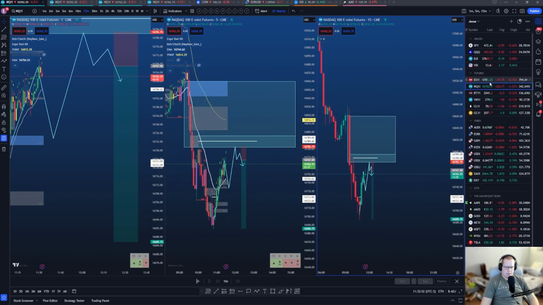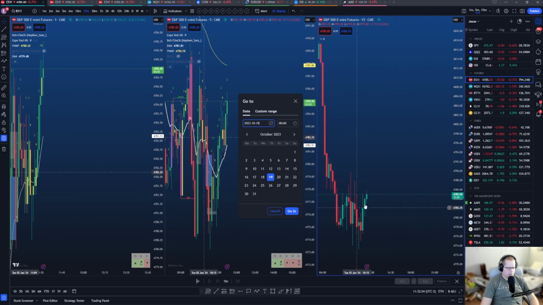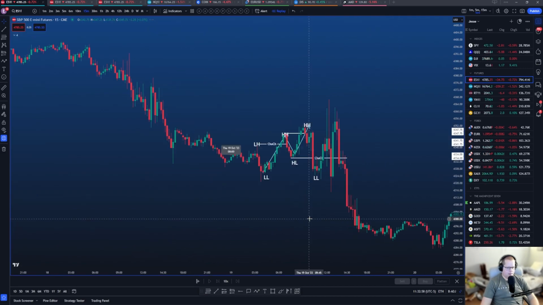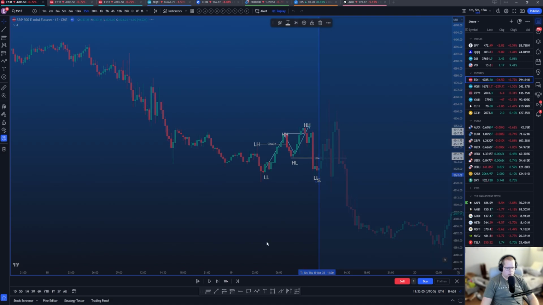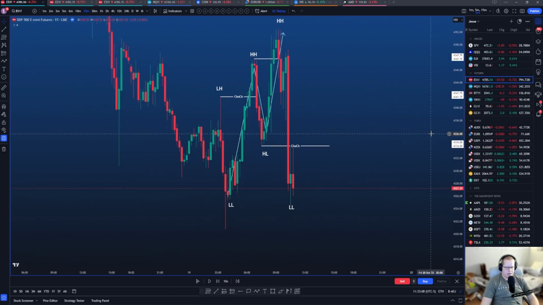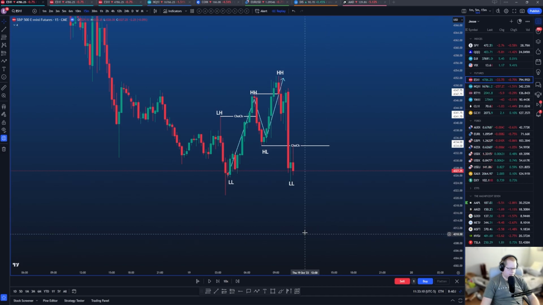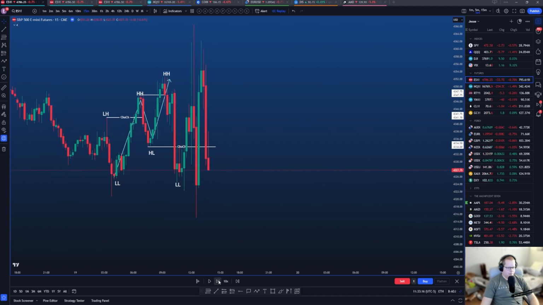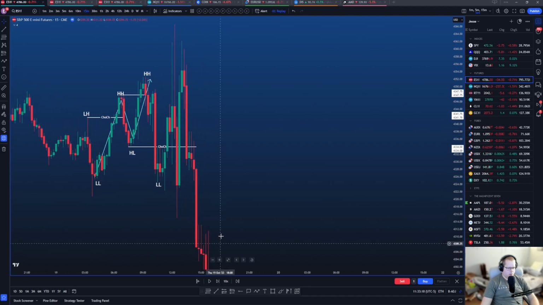Okay, but let's go back to ES, and I probably lost my spot, but okay, so I only trade from 9:30 to 11. That's my most profitable trade window. But if you traded all day, let's go through and we'll just mark out the chart.